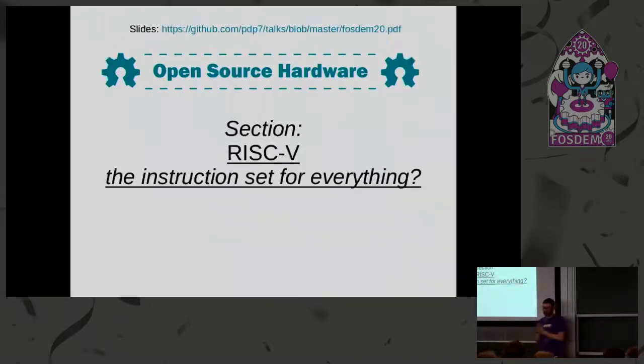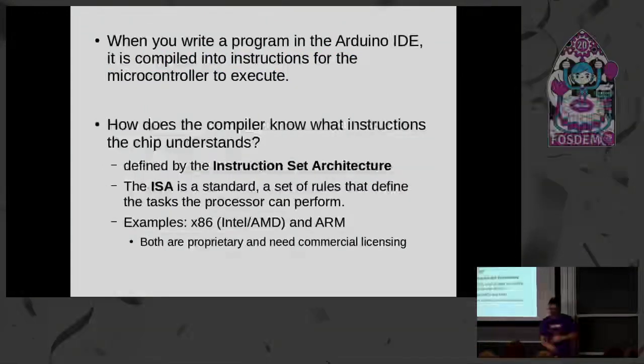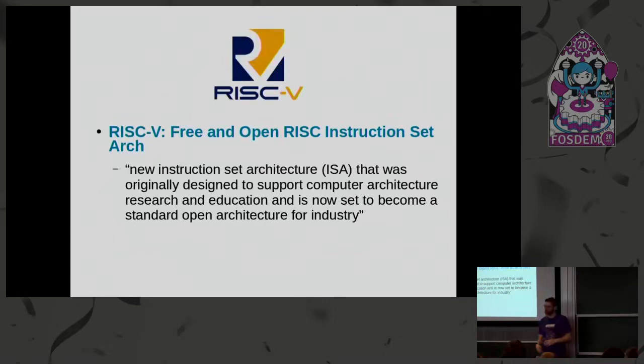So I'm very excited right now about RISC-V, which is an open instruction set. So what's an instruction set? Probably many of you have heard of x86 or ARM. These are instruction sets, which are essentially the standard for what tasks a processor can do at a low level, the instructions that the processor can execute. Both x86 from Intel and AMD and the ARM instruction sets are proprietary. So if we want to make an open source chip, we need to have an open source instruction set.